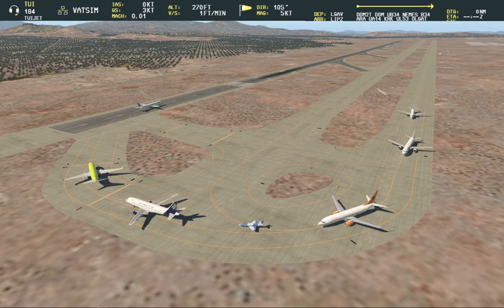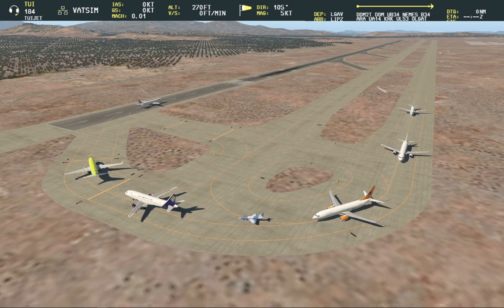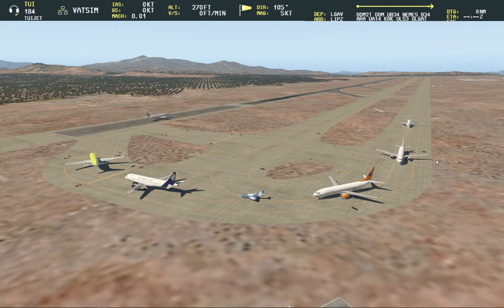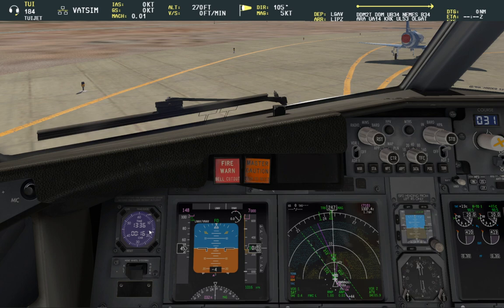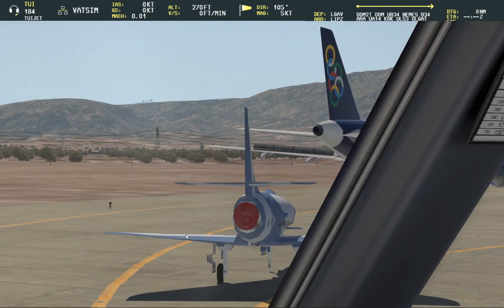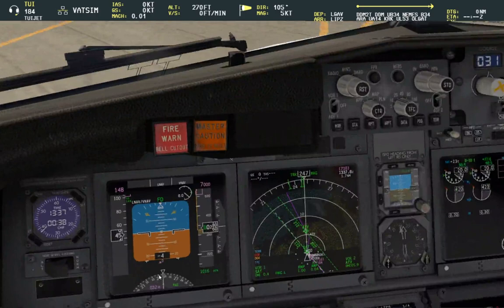So, let's see. Gene is rolling. Time running. I started the clock here to see how much time the controller allows between two departures. Come on. The Siberian could line up already. Or don't tell me somebody's on approach.